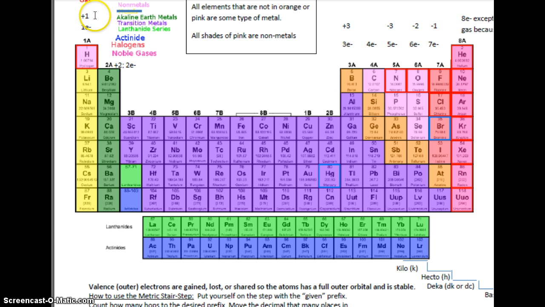It has less negative electrons, and overall charge is more positive. Group 2, 2 electrons. Are they going to lose 2 or gain 6 to get a full outer shell? They're going to lose 2, which is going to give it this plus 2 charge. Group 3, 3 valence electrons, it's going to lose all 3 of these in order to have a +3 charge, in order to have a full outer shell and be stable.